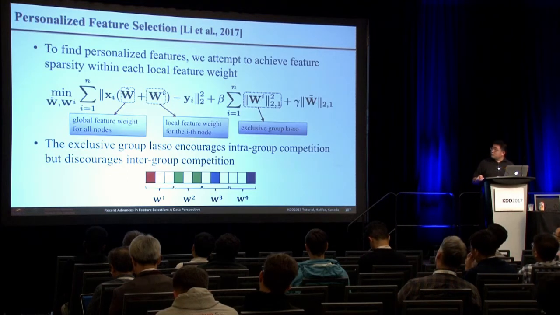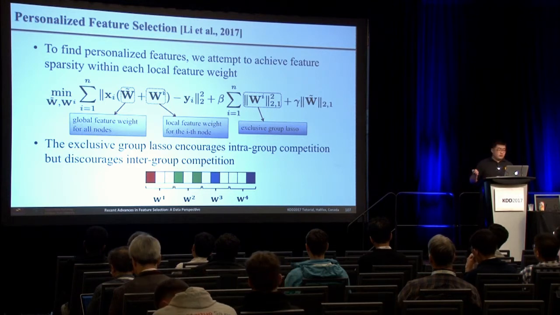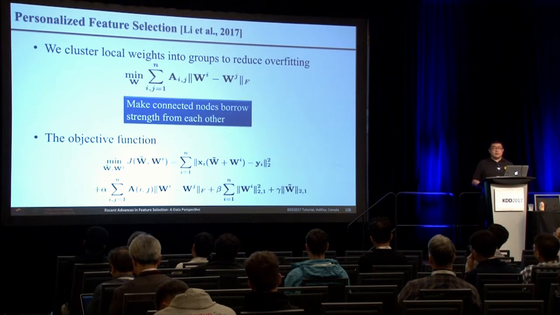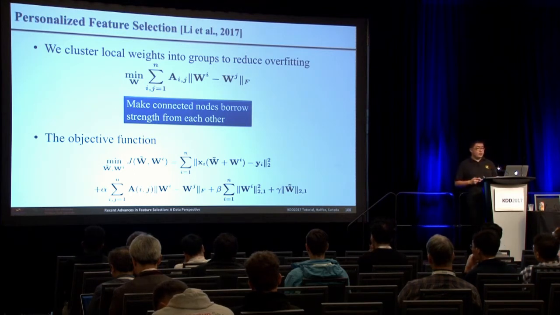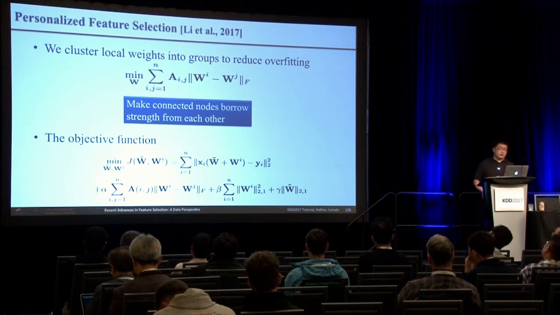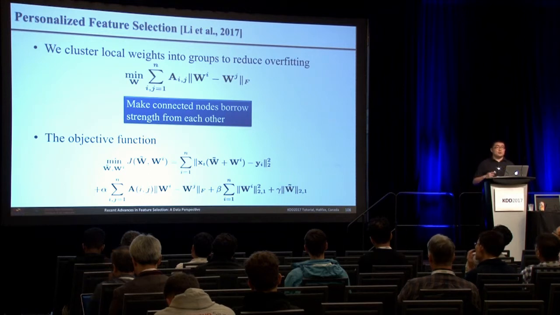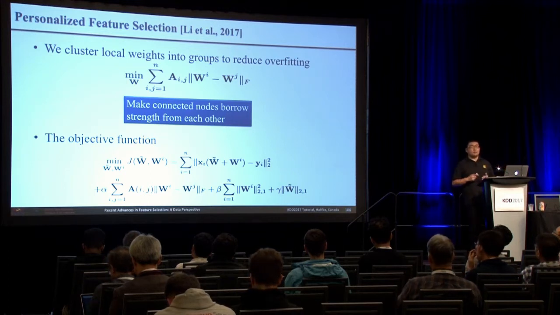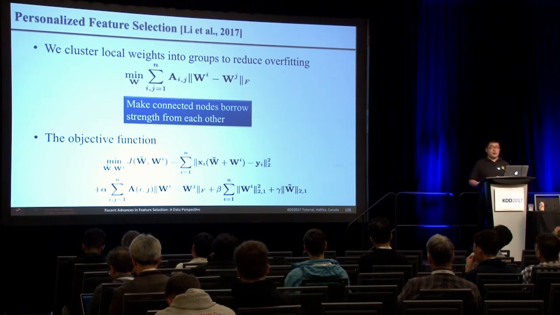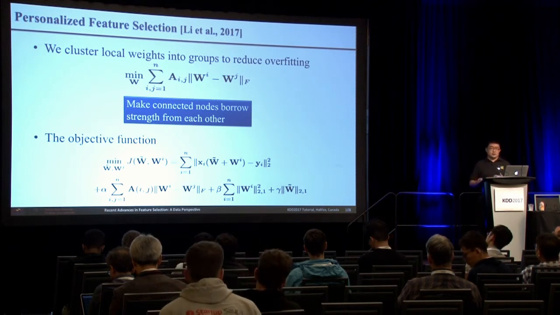From the above formulation, we can see that if we want to learn the local feature weight, wi, we only have one data sample, which is xi. So the model can, in most cases, easily overfit. How to tackle this problem? The solution is that we can cluster the local feature weights into multiple groups to reduce the overfitting. If two nodes are connected with each other in the network, we make them borrow strength from each other to learn the local feature weight. In this way we will have more than one data sample to learn the local feature weight, and the overfitting problem can be easily solved.